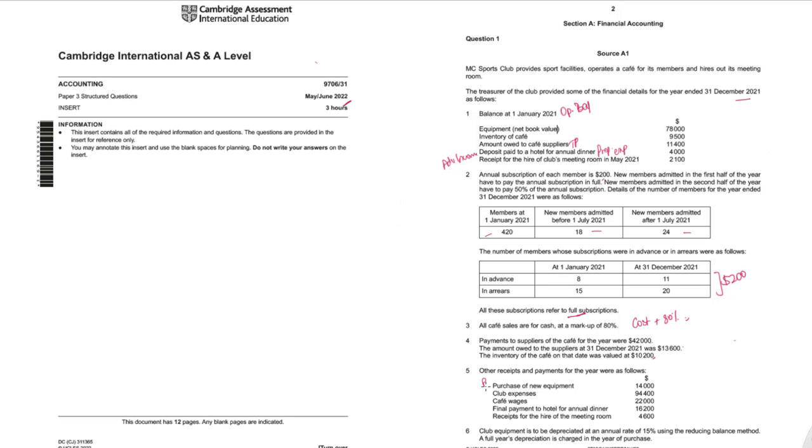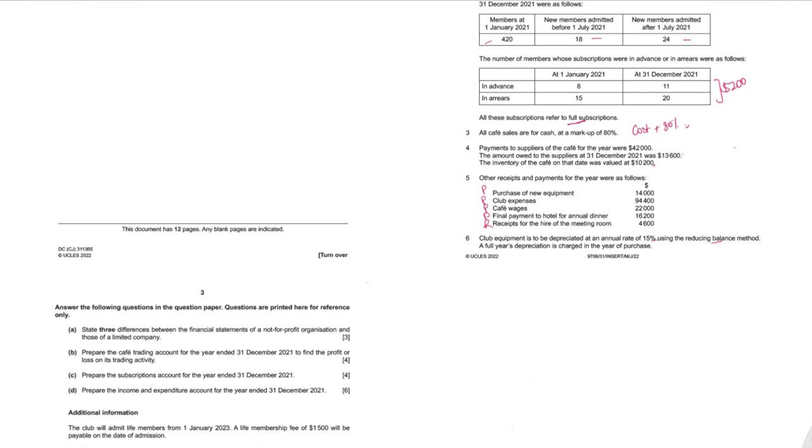Purchases of equipment, this is the payment. Club expenses payment, cafe wages payment, final payment to hotel for annual dinner payment, receipts for hire of meeting room, receipt. Club equipment to be depreciated 15% using reducing balance. Next page. Answer the following questions.